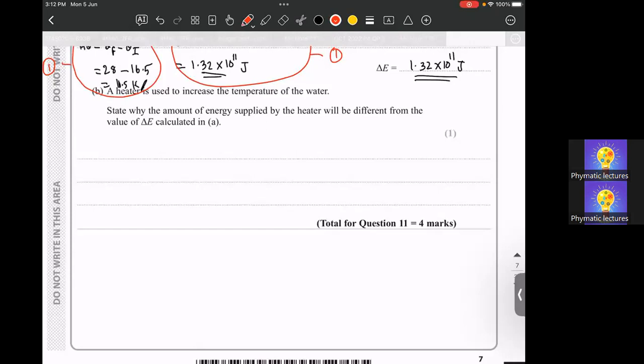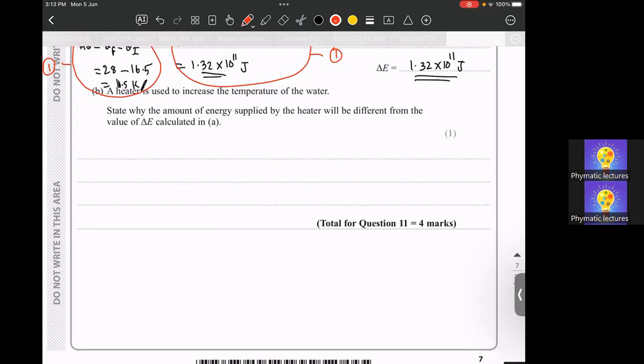I mean, the B part of this question. What is this B part? A heater is used to increase the temperature of the water. State why the amount of energy supplied by the heater will be different from the value of delta E calculated in A. It's a 1 mark question. So some kind of theory we should apply here. So here you can see that energy is actually transferred from the water to the surroundings.